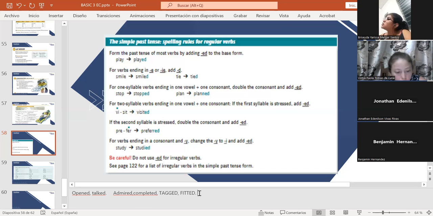Okay, studied. But this is for spelling. Okay, so these are the rules. Any questions? Porque ahorita van a trabajar en grupo con verbos, van a aplicar las reglas.